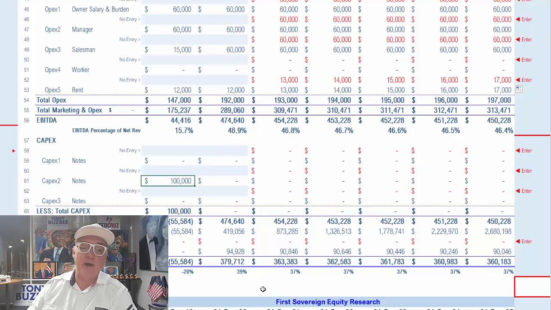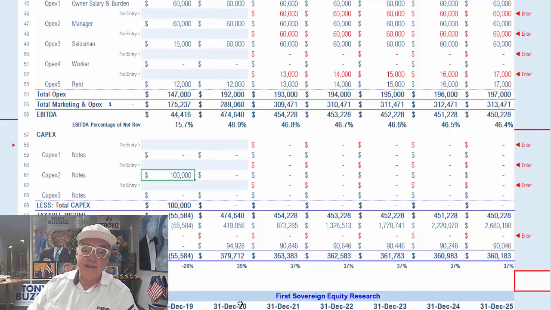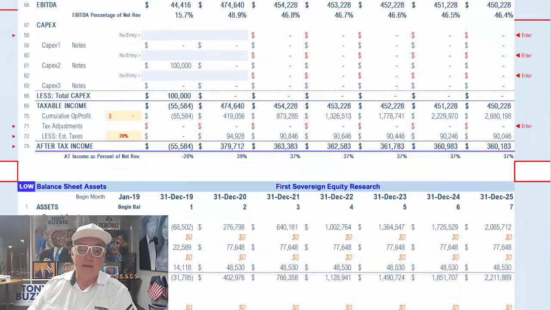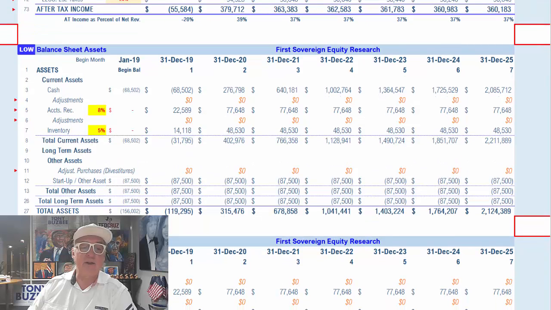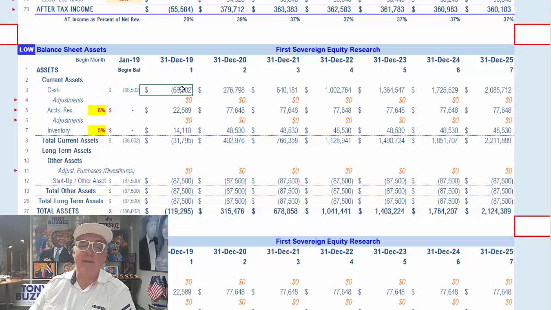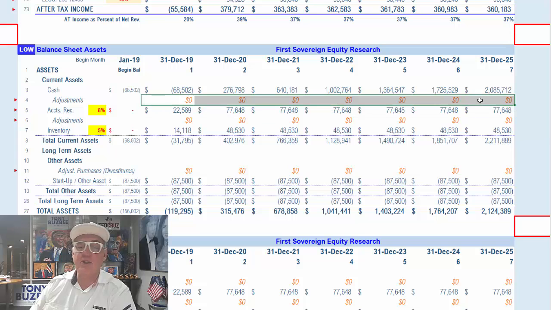CapEx, we only put $100,000 in that first year. That's good enough. So here's your after-tax income. Negative the first year, then nice positives. That's great. Now let's go down to the balance sheet. The balance sheet shows that you have a negative cash at the very beginning, obviously. And you'll still have negative cash in that first year. Second year seems to come out of it okay. These red numbers here could be adjustments in accounts receivable. In case you need to change them, you can.